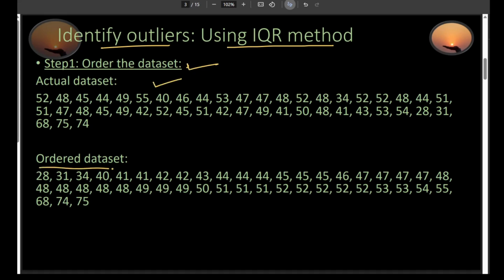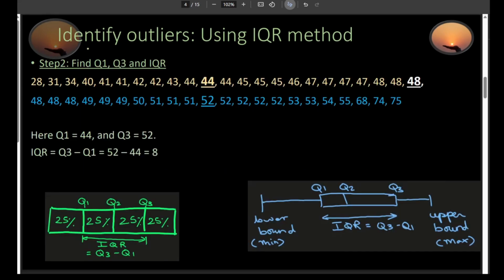After you order the data set, this is how it's going to look: 28, 31, 34, 40, 41, and so on and so forth, all the way up to 75. Step 2, you find your Q1, Q3, and IQR. To find Q1 and Q3, you have to find your Q2. Q2 is the value which represents the median of your entire data set. Find the median of this entire data set, and the answer is 48. This is my Q2.